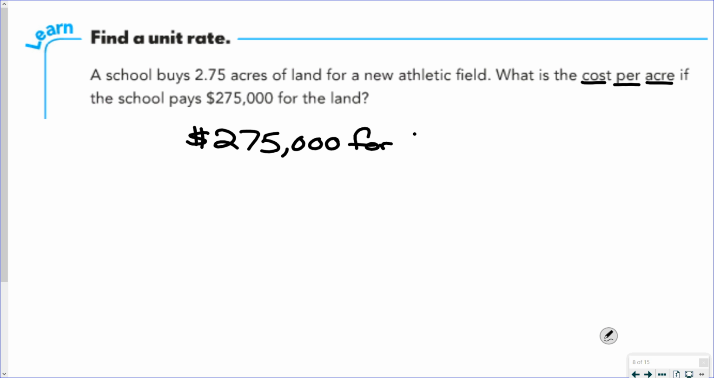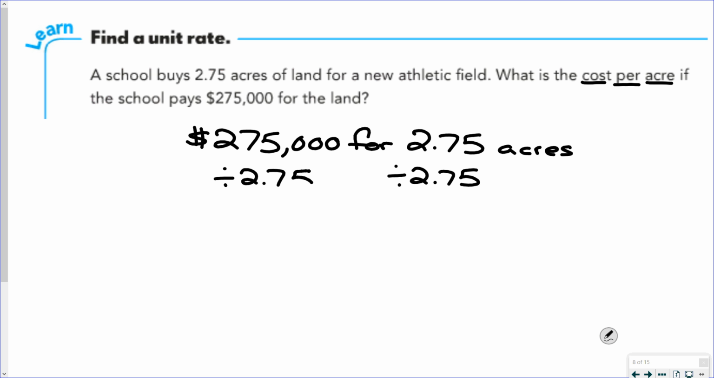Our acreage is 2.75 acres. So if we're looking for cost per acre, we're looking for the cost per 1 acre of land. In order to get the 2.75 acres down to 1, we need to divide by 2.75. So we need to go back into our toolbox and remember our steps for dividing by a decimal.